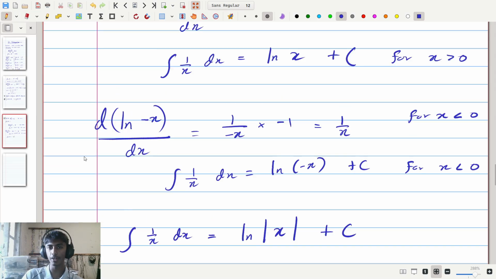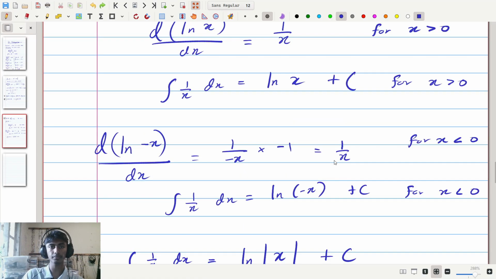We can see that all works out. When x is positive, the absolute value of x is going to be x, so therefore the logarithm of the absolute value of x is simply going to be the logarithm of x. And when x is negative, the logarithm of the absolute value of x is going to be the logarithm of negative x, which we can see the derivative of the logarithm of negative x is equal to 1 divided by x. So in both cases, it works out.